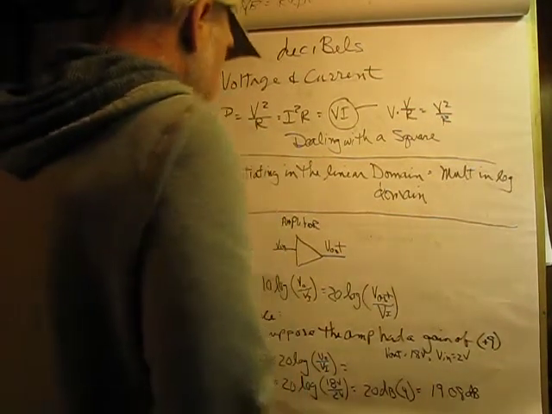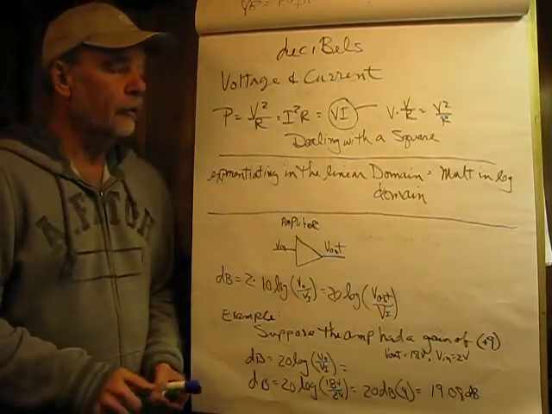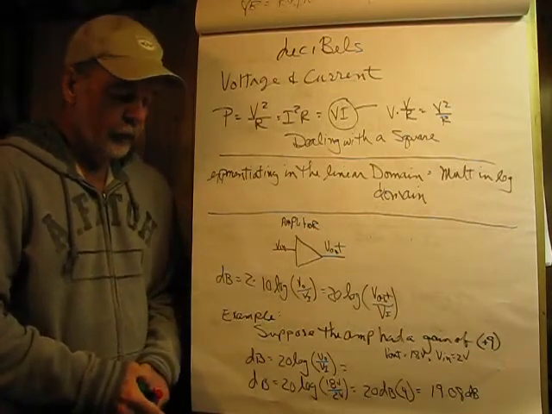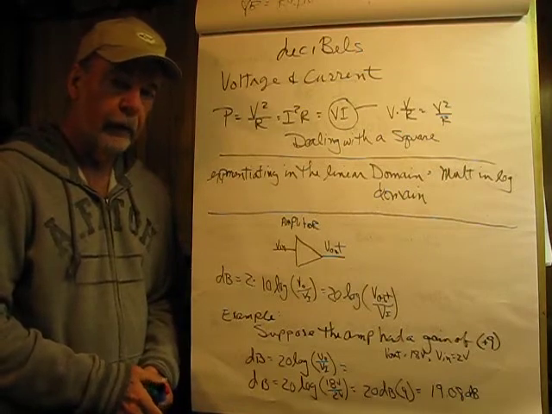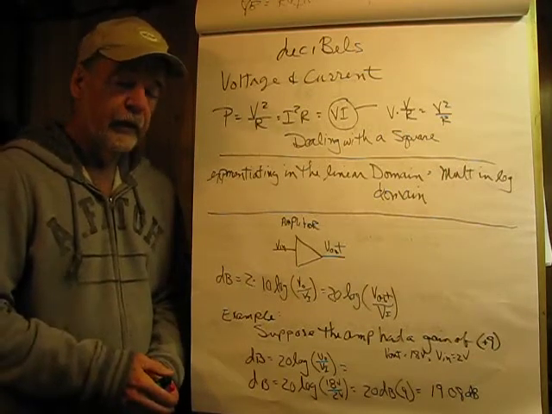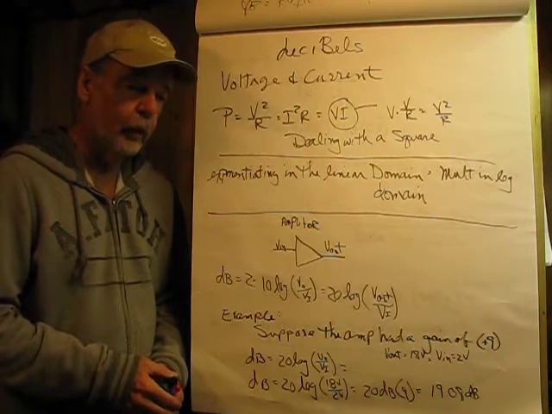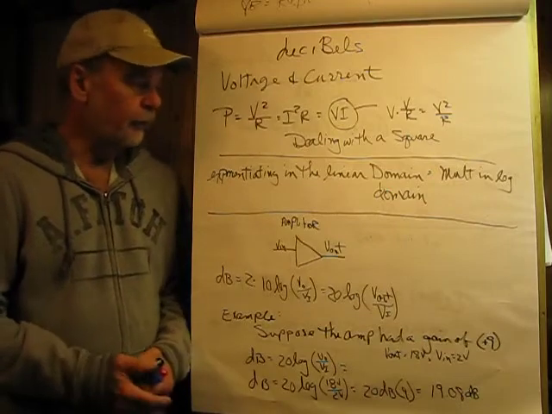My name is Jim, and today we're going to be discussing decibels part 2, specifically current and voltage. From part 1, what we know is we can measure power using 10 times the log of power out over power in, or in the case of dBm, 10 times the log of power out divided by 1 milliwatt. Now, when using voltage and current, things are a little bit different.